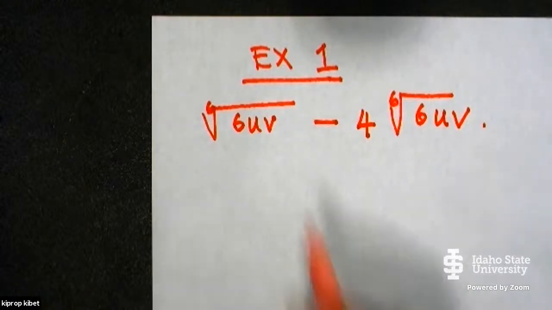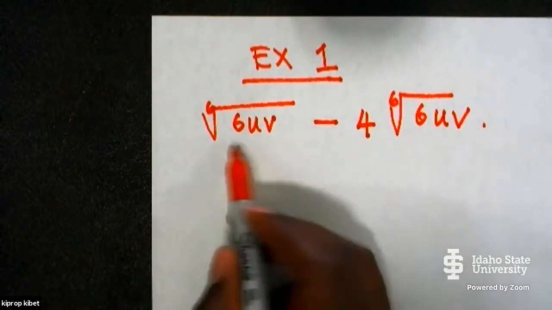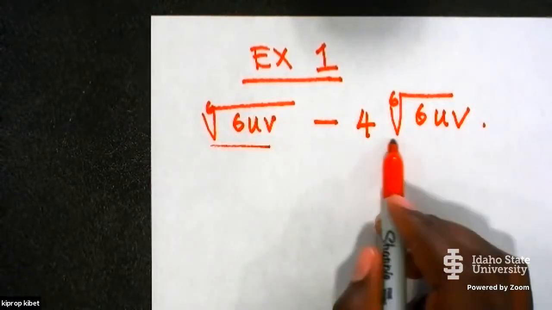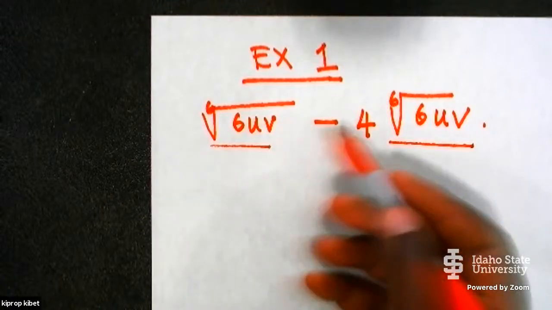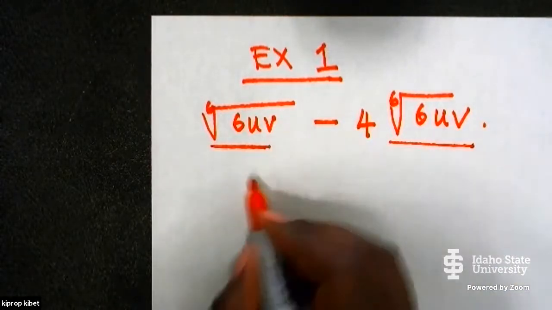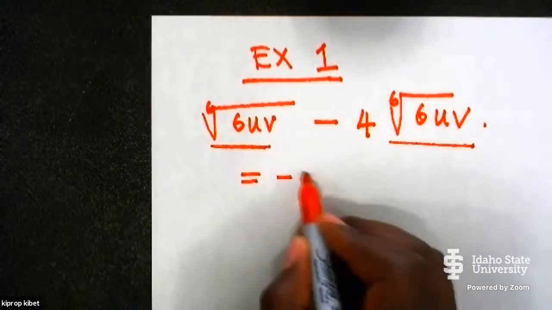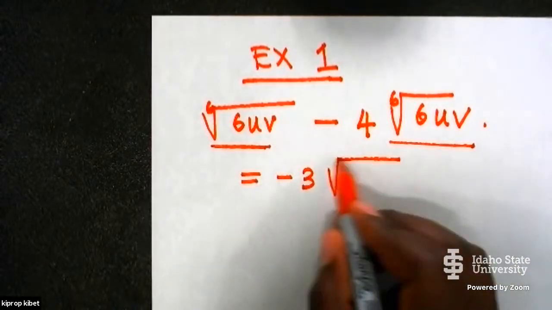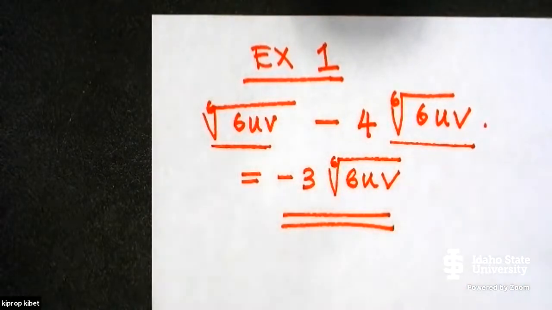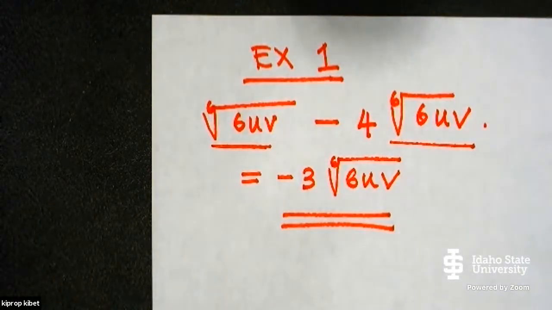So as you can see, we have like radicals here. This is the same as this. So the coefficients, we just add the coefficients, or we subtract the coefficients. When you subtract this, then what do you get? Minus 3, the sixth root of 6uv.